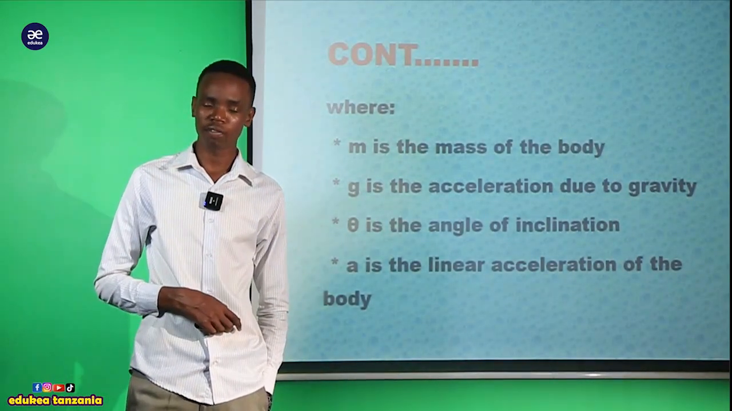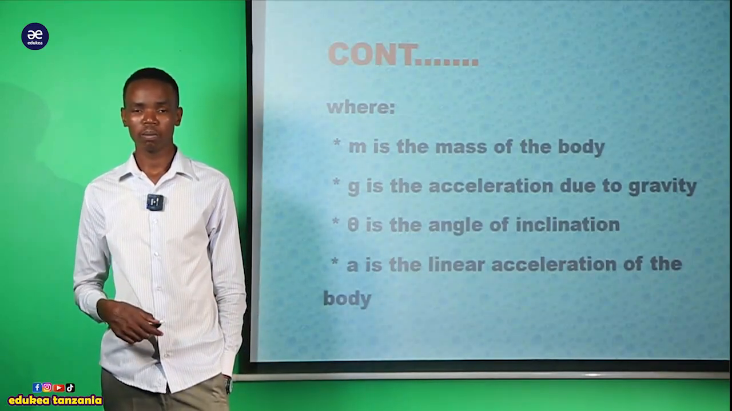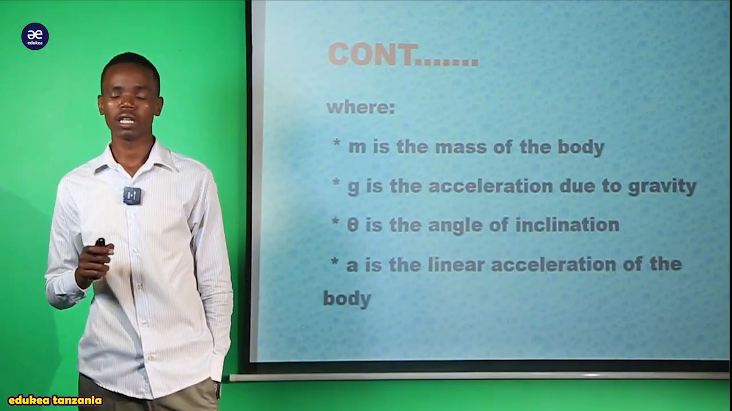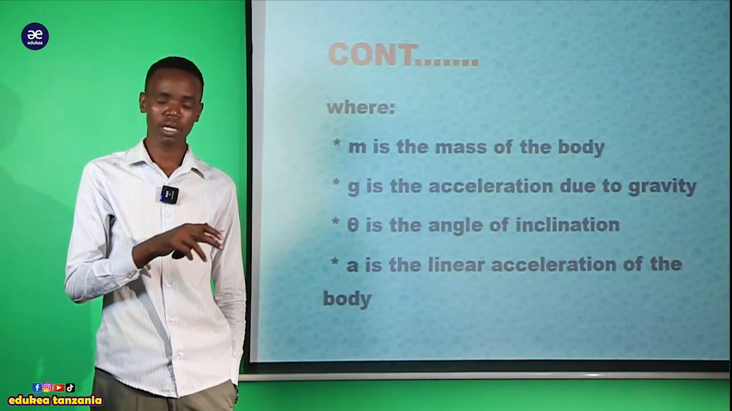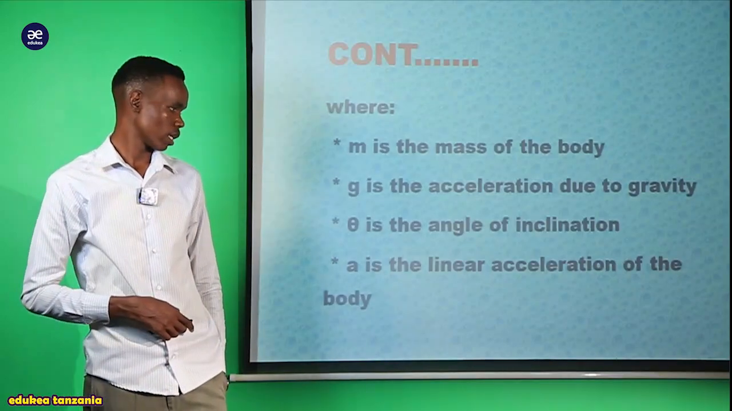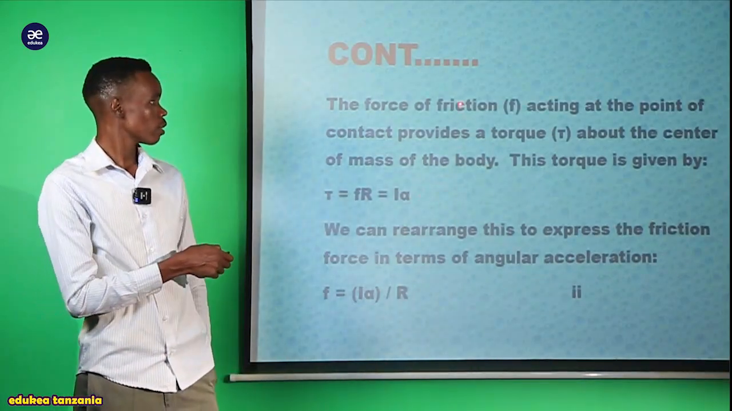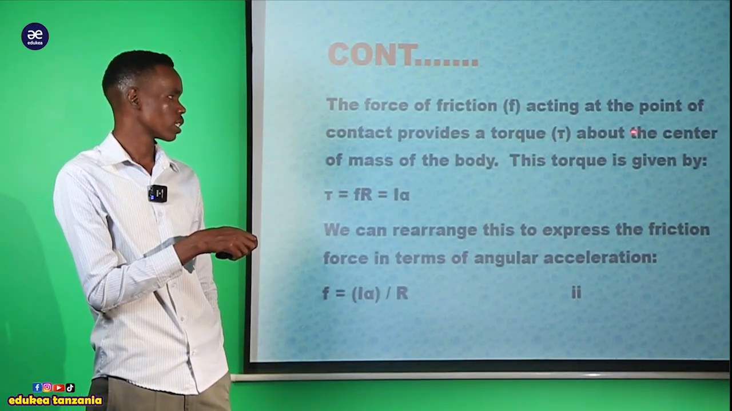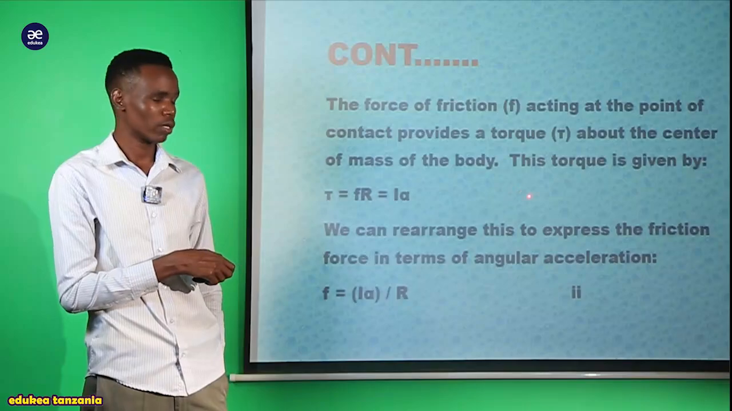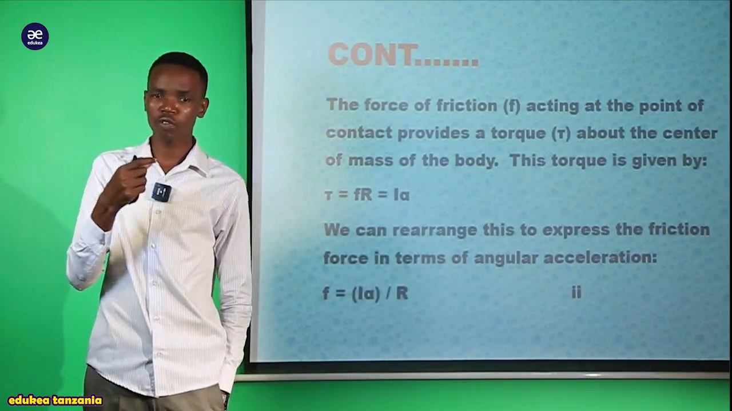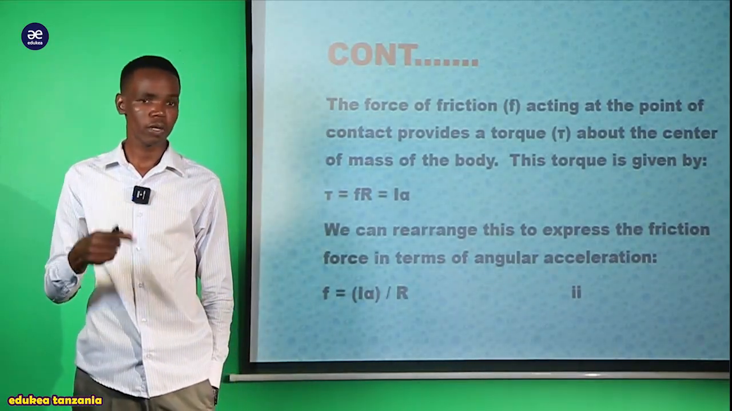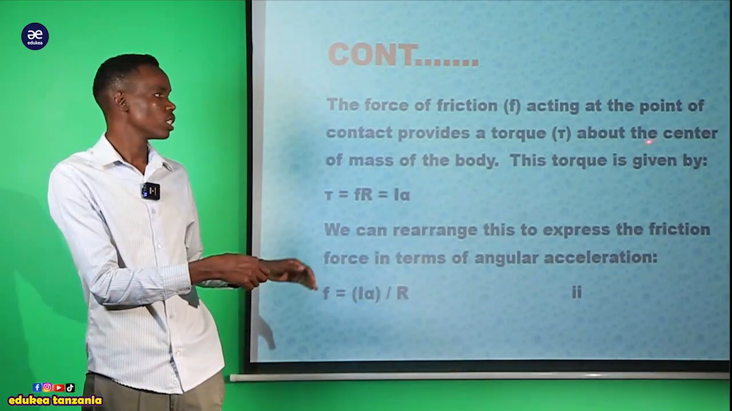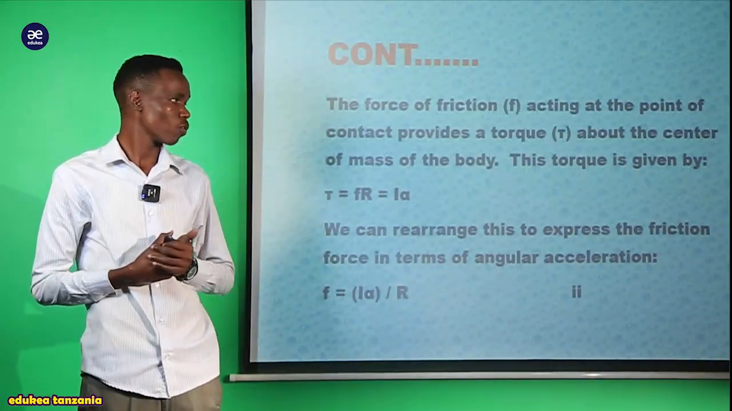But each term has its meaning. M represents the mass, g represents the acceleration due to gravity, and theta represents the angle along the inclined plane and the horizontal of the inclined plane. So the force of friction F, acting at the point of contact, provides the torque about the center of mass of the body. The force of friction that acts when the body is rolling on an inclined plane provides the torque, my dear student, about the center of mass of the body.